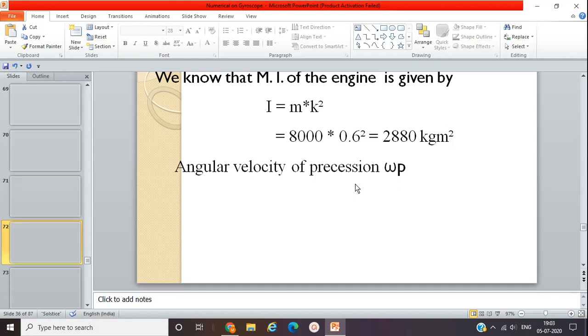Now, once again, the angular velocity of precession will be omega p, and that omega p can be calculated with the help of the formula v by r, where v is the linear velocity, that is 27.8 for 100 km per hour. By converting that 100 km per hour into meter per second, that value will be equivalent to 27.8 meter per second upon r, that is 75 meter. So the angular velocity of precession will be 0.37 rad per second.